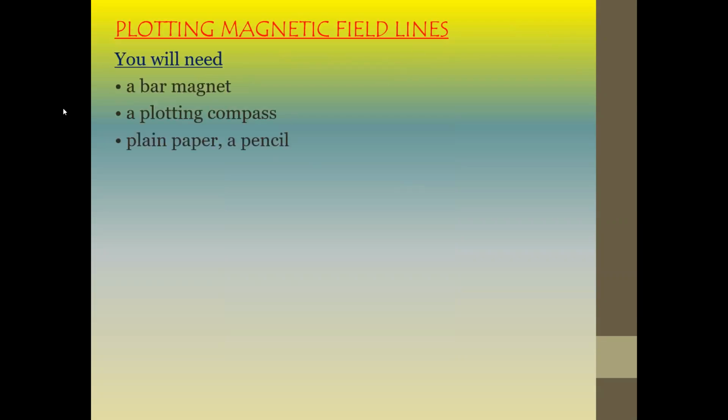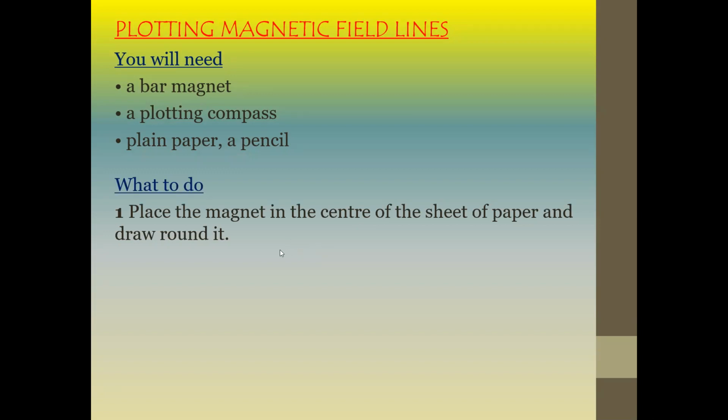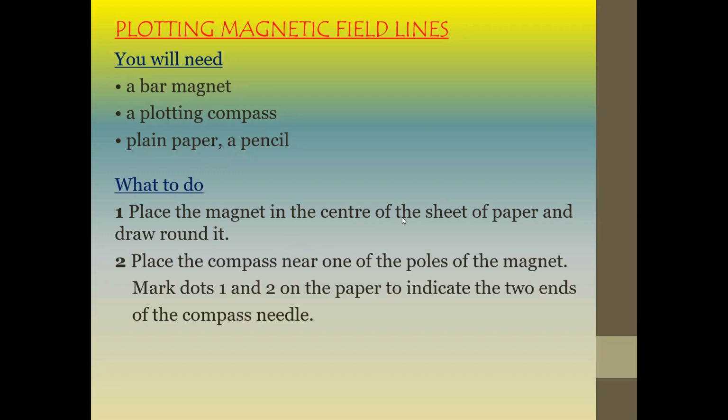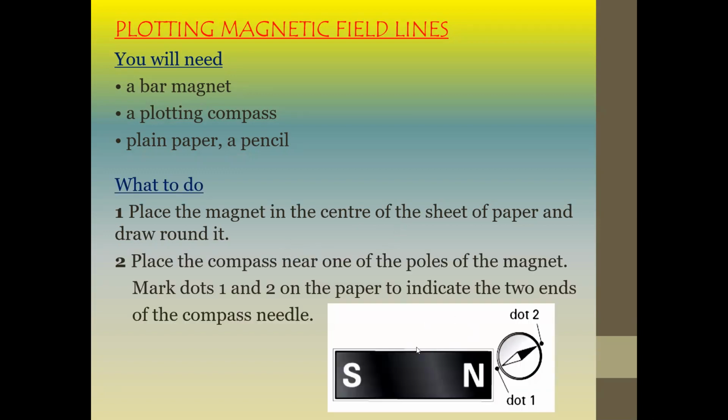And how do we plot magnetic field lines? We can use a bar magnet, a plotting compass, a plain paper, and a pencil, because we'll mark a point. So what we do, we place the magnet on the paper, like here we place a magnet and outline its boundary, and this is a plotting compass.